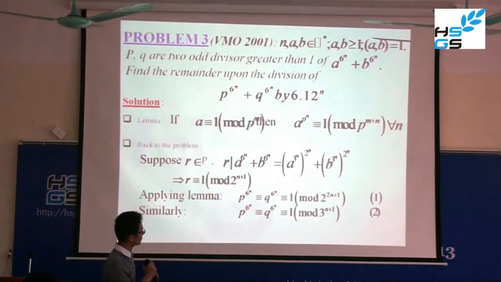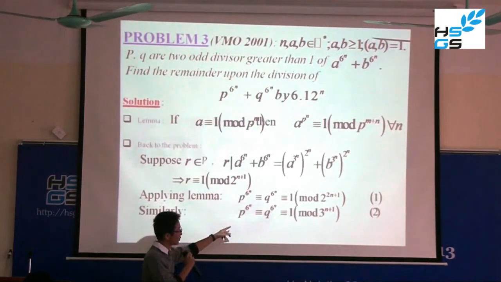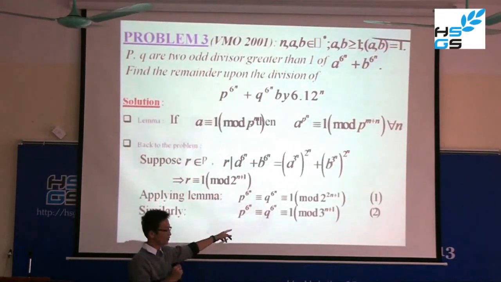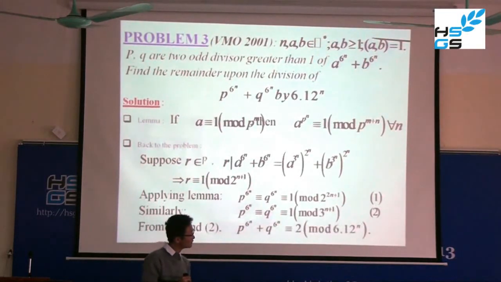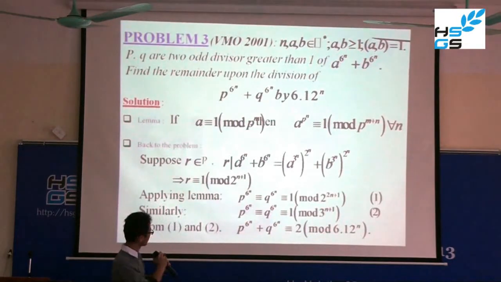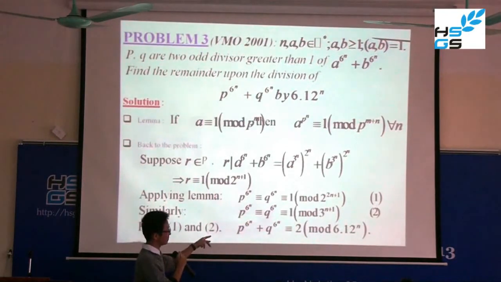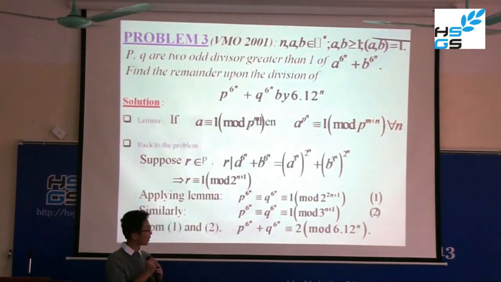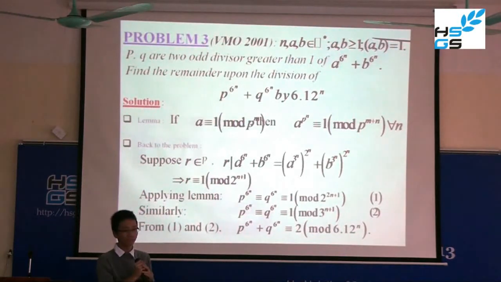Similarly, applying the lemma, we will have P to the 6 to the n incongruent with Q to the 6 to the n, and incongruent with 1 mod 2 to the n plus 1. From 1 and 2, it is easy for us to deduce that P to the 6 to the n plus Q to the 6 to the n is incongruent with 1 mod 6 times 2 to the n.